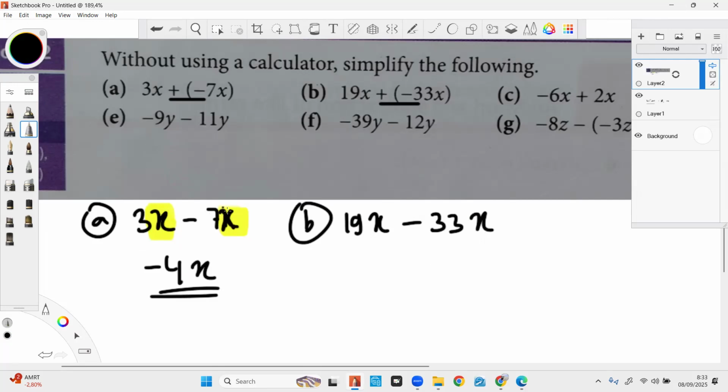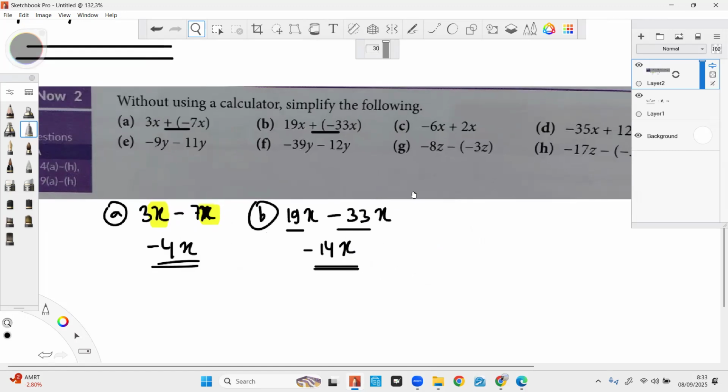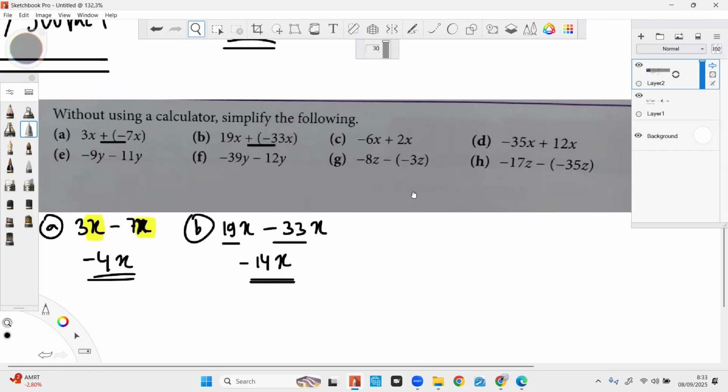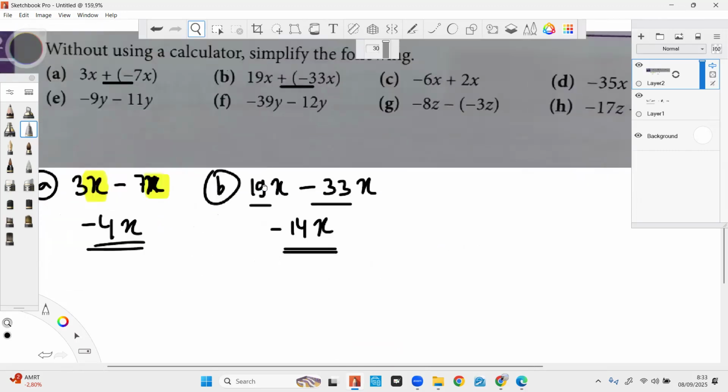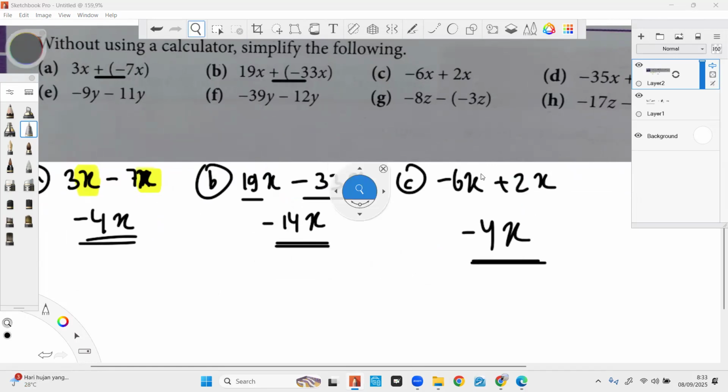I have to be consistent using x as a cursive letter. 19 minus 33, what's the answer? It has to be negative something, right? Negative 14x. So it requires you to think about and understand integer adding and subtracting negative numbers. Now see, negative 6x plus 2x. What is negative 6 plus 2? Negative 4. Okay, x. Don't forget to put x.